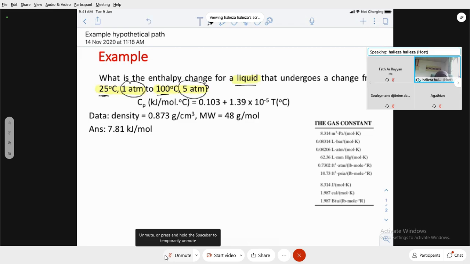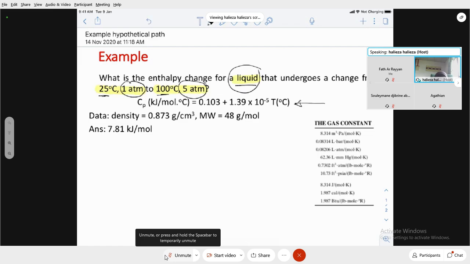If the Cp is given, you don't need to look it up. Here, the data is not given for this liquid. There's no mention at all of what type of liquid it is. You're not going to look it up in any appendix because you don't even know what liquid it is. It's just a liquid.